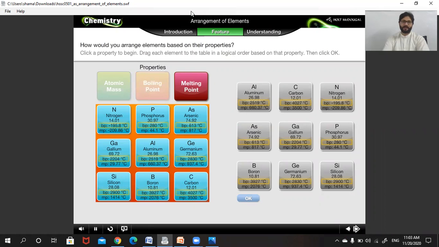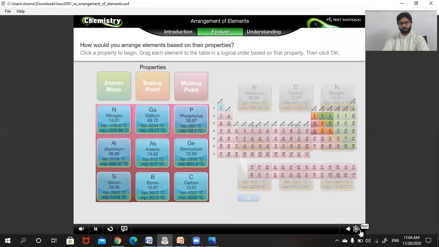Let me select now melting point and arrange the elements according to their increasing melting point. I place the elements over here according to their increasing melting point. The elements are organized so that the melting point increases from left to right across each row. Information such as this helped Mendeleev further understand the elements and their properties.